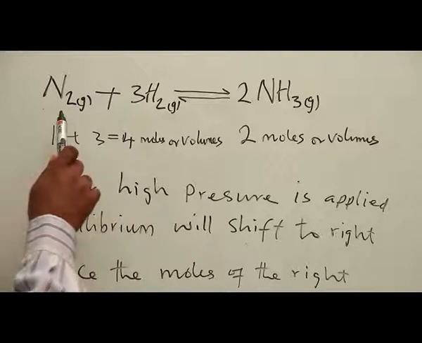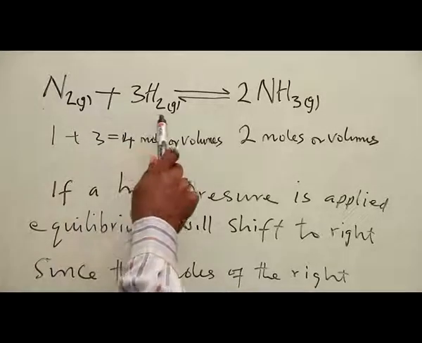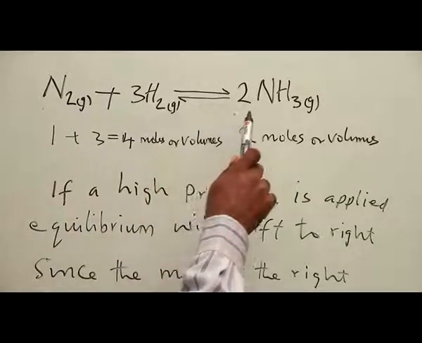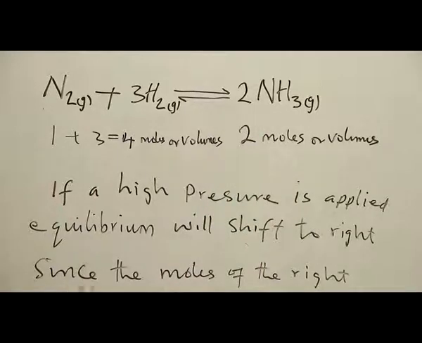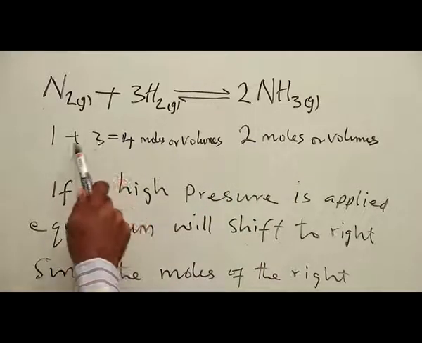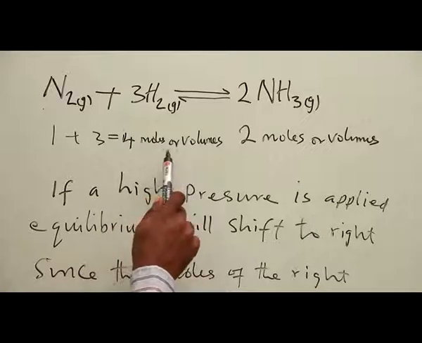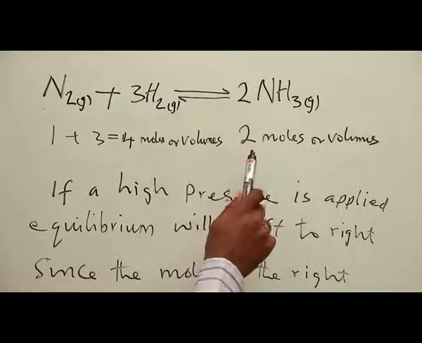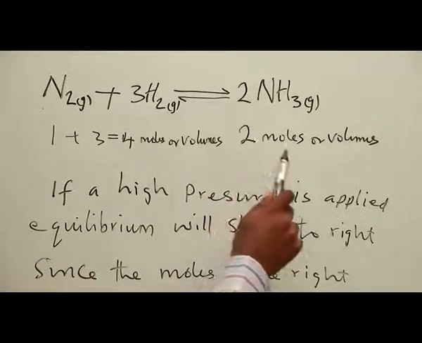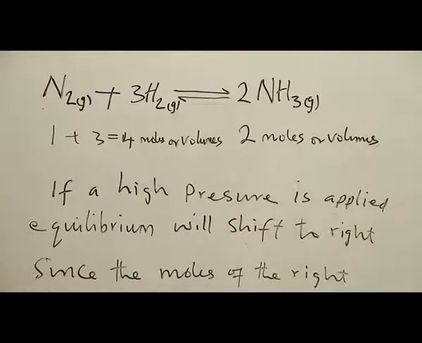1 mole of nitrogen plus 3 moles of hydrogen to give 2 moles of ammonia. Total number of moles on the left side, 4 moles or volumes. Total number of moles on the right side, 2 moles or volumes of ammonia.